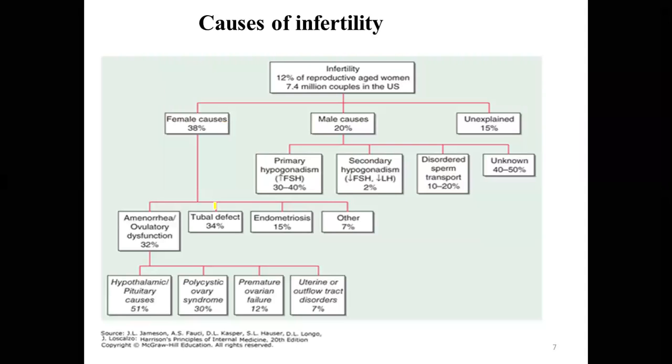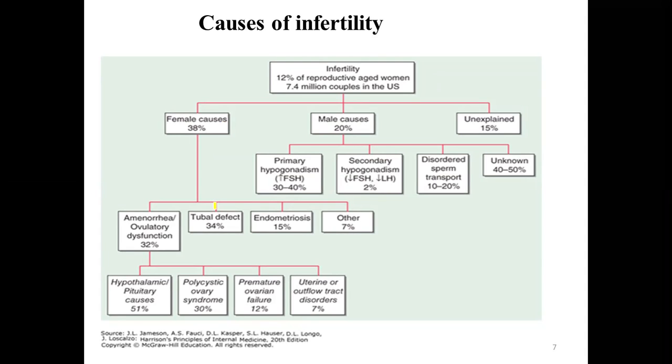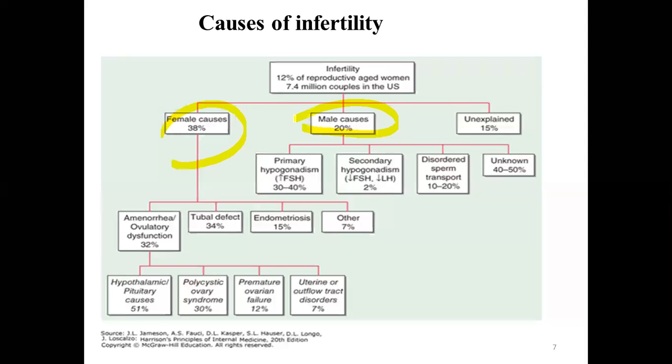Then, looking at the causes in summary, female causes account for 38% of infertility, and male causes account for 20%. So when a couple is undergoing screening, both partners are supposed to undergo screening, because the cause can be in the female or in the male, but mostly the causes are from the female side. Then around 50% of infertility is caused by unknown causes.